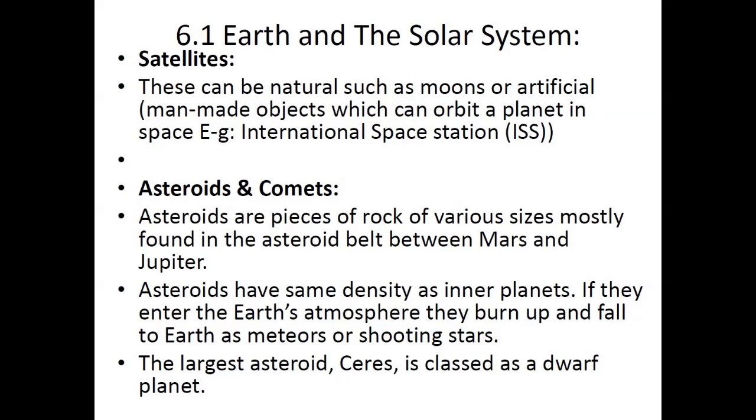The asteroids and comets. Asteroids are pieces of rock of various sizes, mostly found in the asteroid belt between Mars and Jupiter. Asteroids have the same density as inner planets. If they enter the Earth's atmosphere, they burn up due to the friction between Earth's atmosphere and the asteroid's body, and they fall to Earth as meteors or shooting stars. The largest asteroid, Ceres, is classified as a dwarf planet as well.